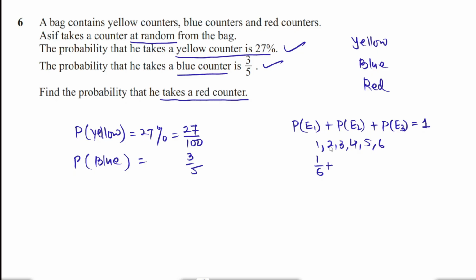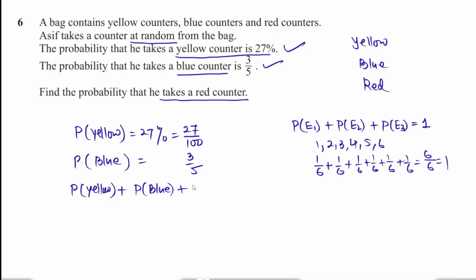Probability of getting 2, 2 is 1 number out of 6. So again 1 by 6. Probability of getting 3, 3 is 1 number out of 6. And similarly 4 and similarly 5 and similarly 6. So if you add all, what are you going to get here? That is 1. It means probability of all the events in an experiment is going to be 1.